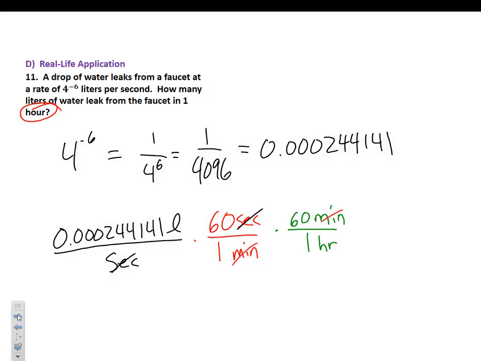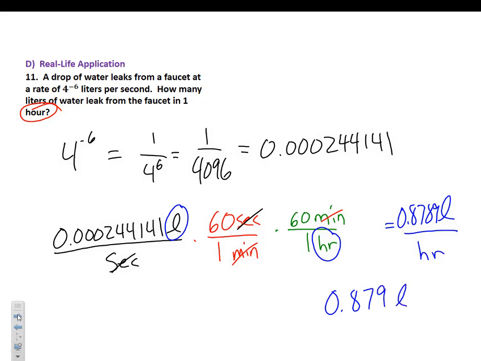What am I left with? Liters per hour. Hey, that's what we want, liters per hour. Now I actually have to do the math, taking that big long decimal, multiplying it by 60 and multiplying it by 60, and I get 0.8789, and that's a lot. And there's more decimals. I'm not going to go any further than that. I'm going to round to the nearest thousandth, and I'm going to say that's 0.879 liters per hour. So almost 90% of a liter. Not quite a liter, just less than a liter.